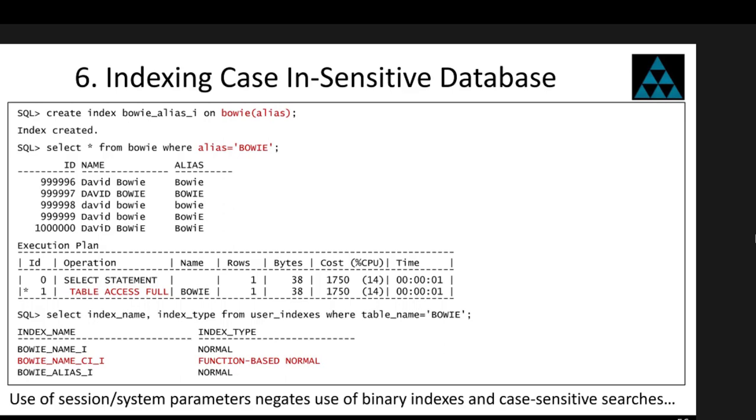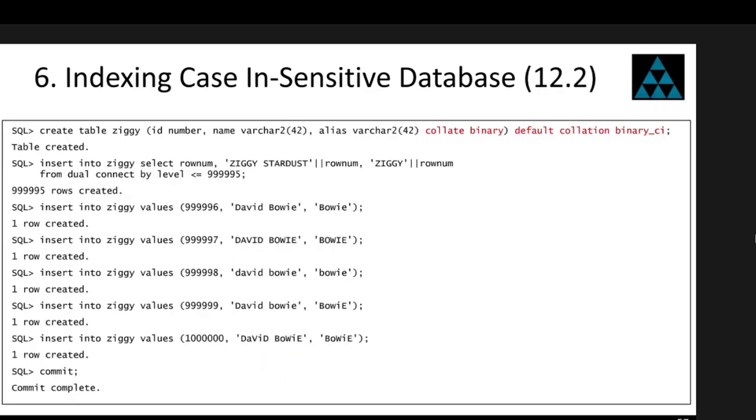Not with 12.2. So with 12.2, I can now have a new attribute that I can assign to a table, to a column, which tells me, do I want the default collation to be binary case insensitive? So that means for this particular table, by default, I want the collation, the way I do my comparisons, to be binary case insensitive. All right, so treat it as if it's like a linguistic search. However, for the alias, I want to override the default and I want to collate it in a binary manner.